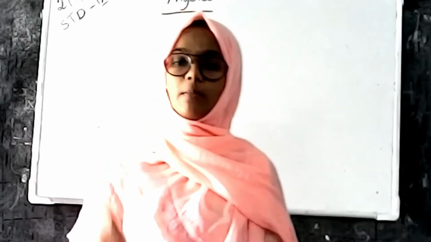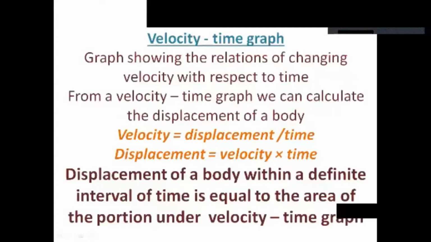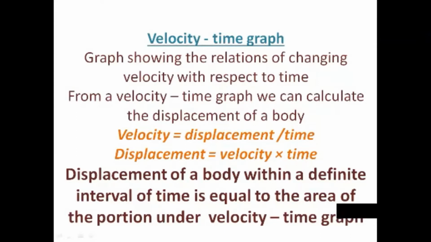For understanding more about a velocity time graph, we have to go through our slide. Velocity time graph: a graph showing the relation of changing velocity with respect to time. From a velocity time graph, we can calculate the displacement of a body.